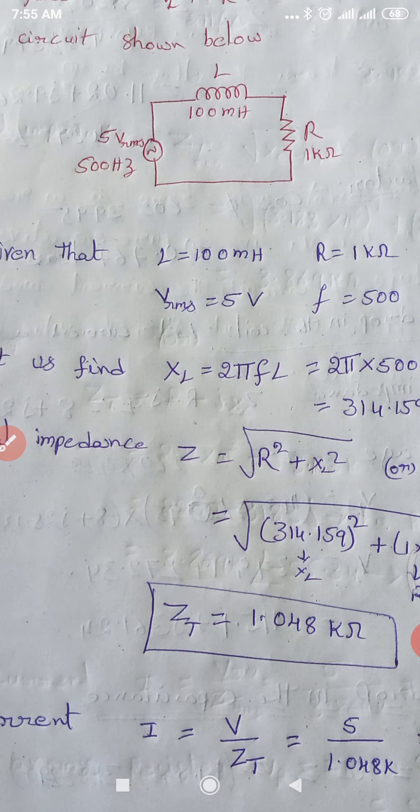L is equal to, that means the inductor value L is equal to 100 millihenries, that means 100 into 10 to the power of minus 3 henries. Next, R is equal to 1 kilo ohm. 1 kilo means 1 into 10 to the power of 3. Next, VRMS is equal to 5 volts. Next, frequency F is equal to 500 Hz. So this is the data given in the problem.